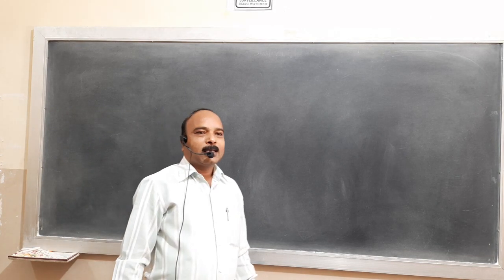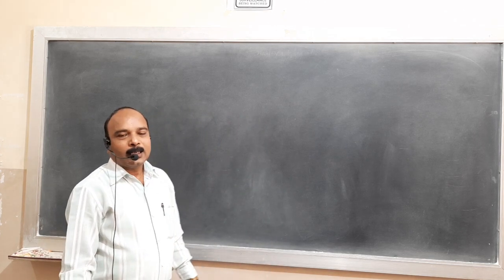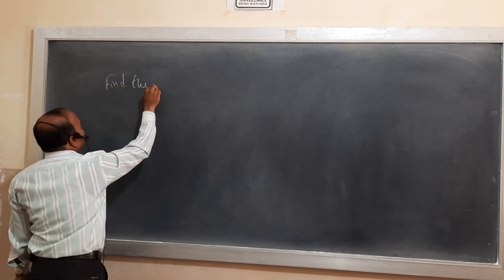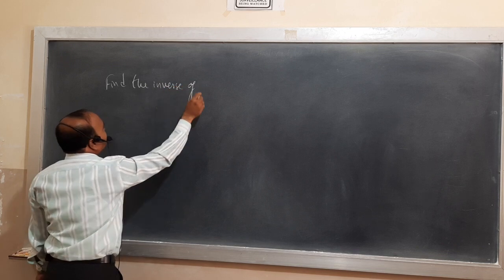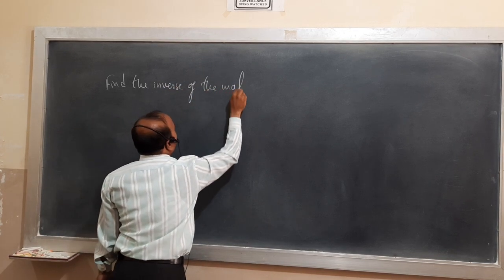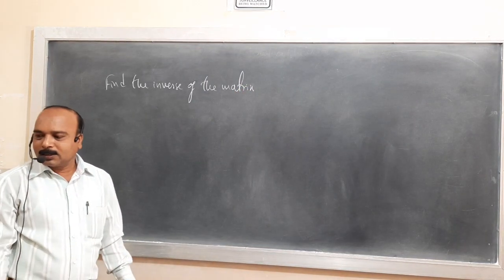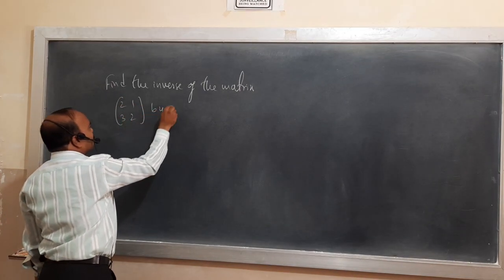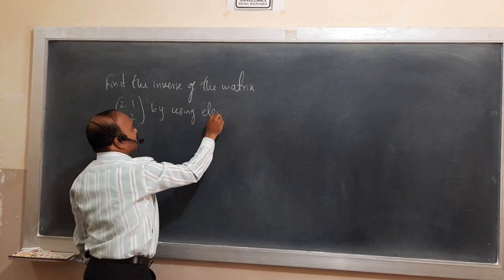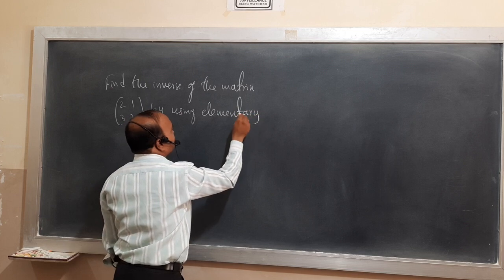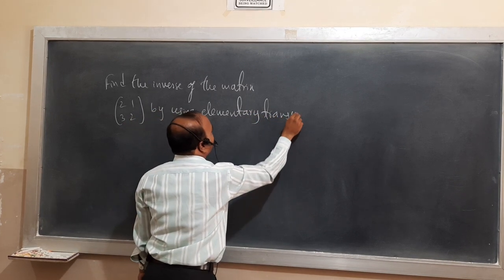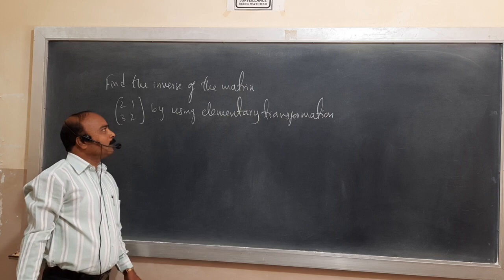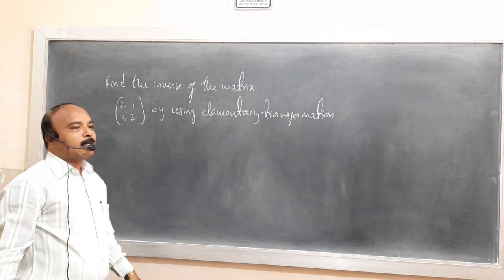After that we started one example on that elementary transformation, that is: find the inverse of the matrix 2 1 3 2 by using elementary transformation. So this we started, and in the last step there is some mistake in this example. I will complete that example.